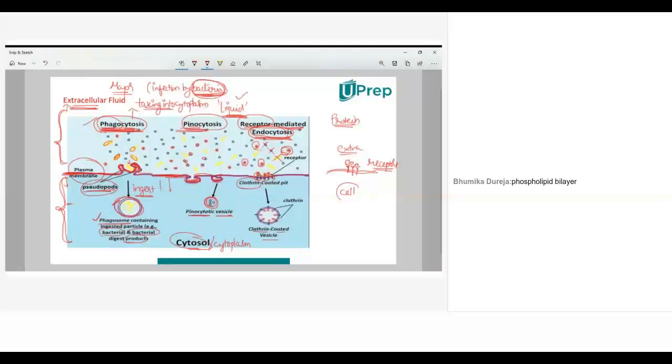Then endocytosis. Endocytosis always happens only when there is receptor recognition. A receptor will be there on the plasma membrane which will recognize what molecules it has to take in. That is called receptor mediated endocytosis. So these are the different processes by which molecules will move through the plasma membrane into the cell. Am I clear about the three processes? If you have doubt, let me know.